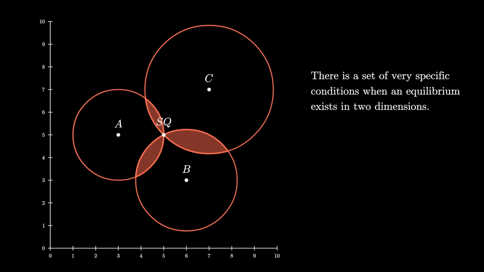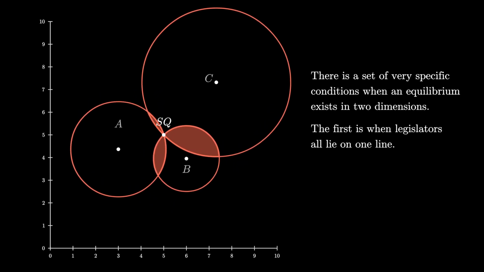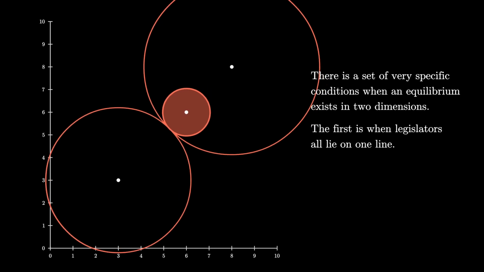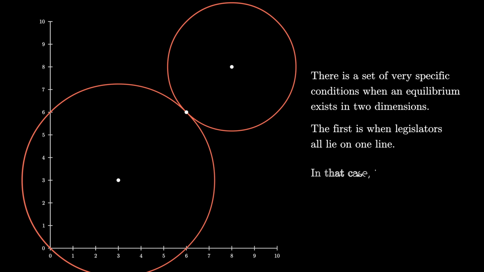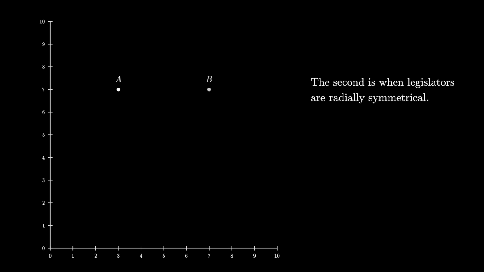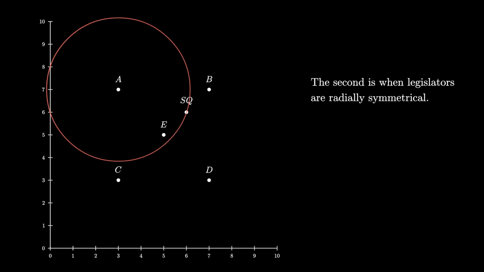The first is when the ideal points of the legislators lie exactly on one line. In this case, it pretty much looks like the one-dimensional case, but the line can be rotated in any arbitrary direction. In this case, the equilibrium policy is just the median legislator's ideal point on that line. The second is when the ideal points are radially symmetrical, meaning we can rotate the ideal points around some central point and still get the same shape. Imagine the spokes of a bicycle wheel, for example, or a starfish.